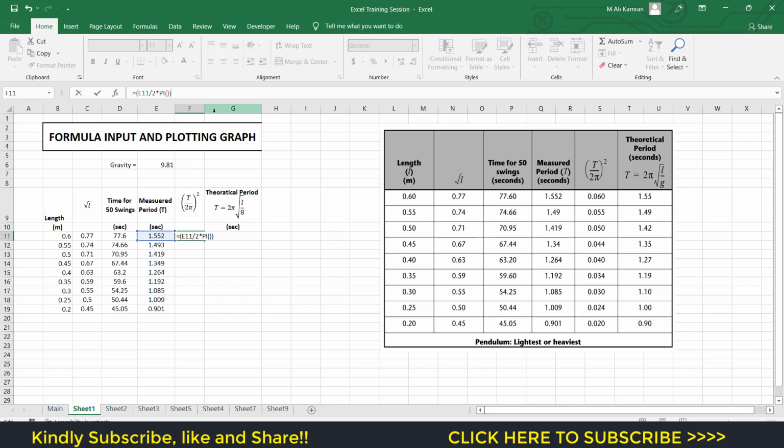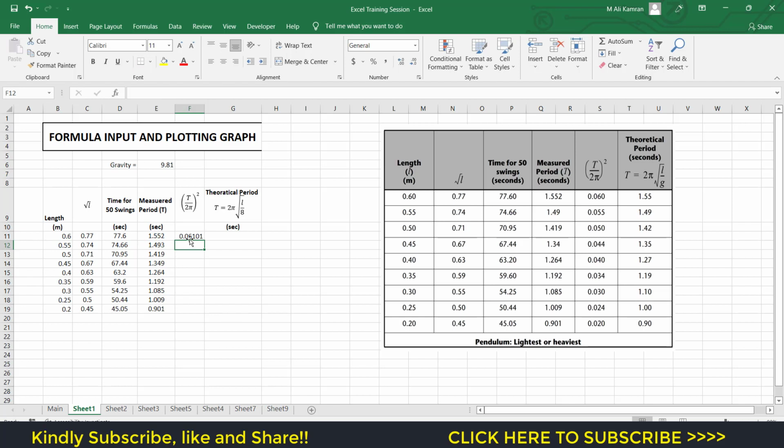So we will put this sign cap and then 2. This value is not accurate, as we can see in our formula. First, according to the DMAS rule, it will divide this 1.552 by 2, and then it will multiply with it. So we need to put brackets here. We need to take care of the DMAS rule while putting the formula in the Excel sheet.